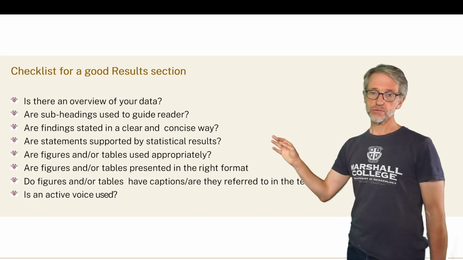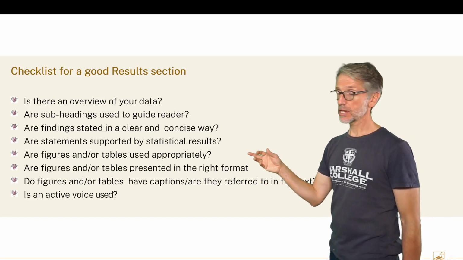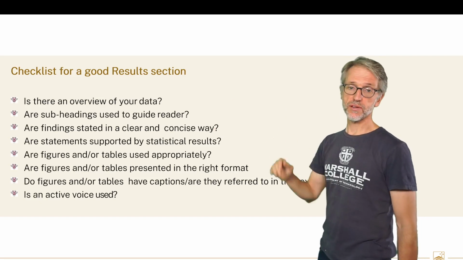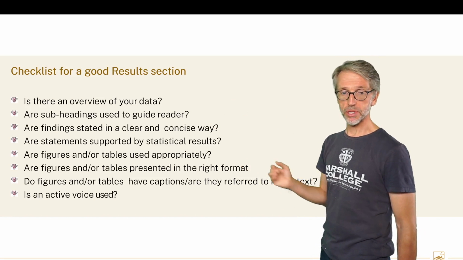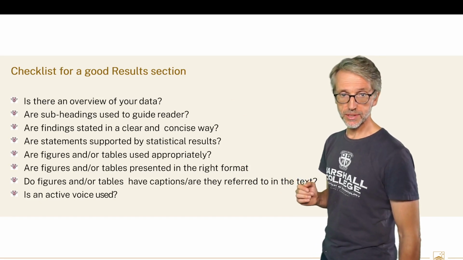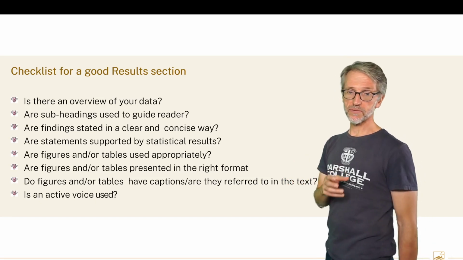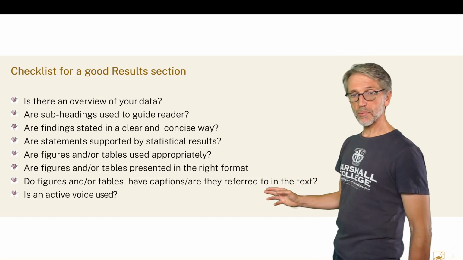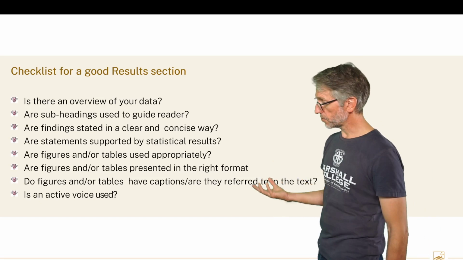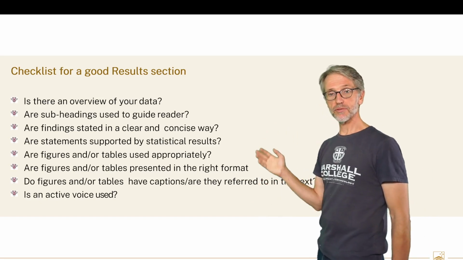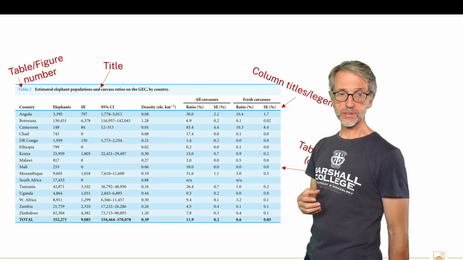Make sure that the results are supported by statistical results, and if they are present, the text refers to the figures in which those results are presented. That would be an appropriate use of tables and figures. If there are tables and figures, remember those key points associated with the figures and tables lesson, especially around the idea of captions associated with both, and that captions for tables go above, captions for figures go below. And always think about the use of an active voice.